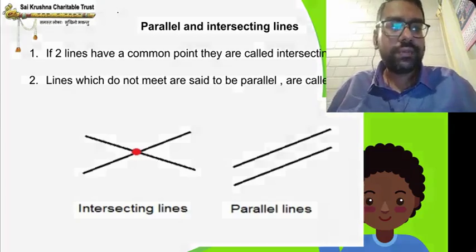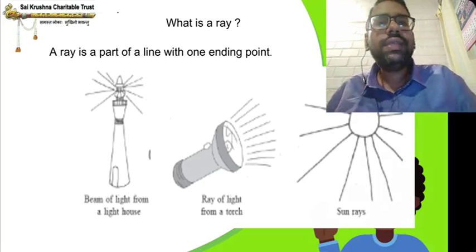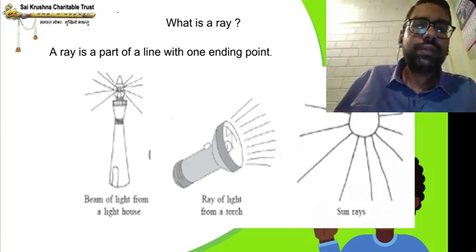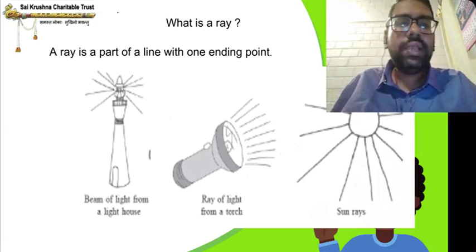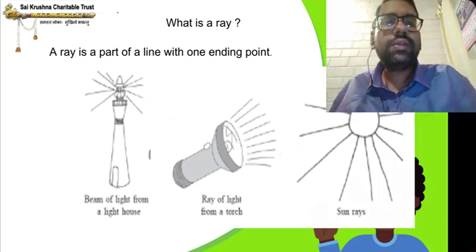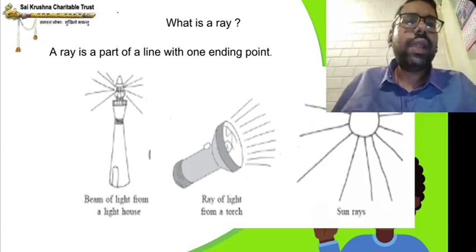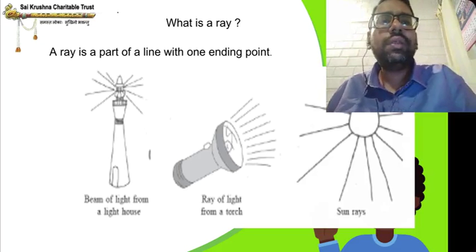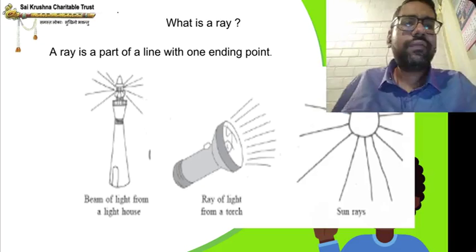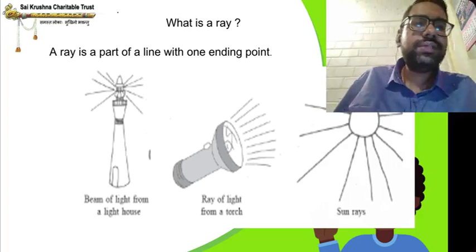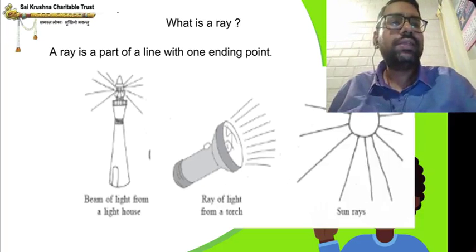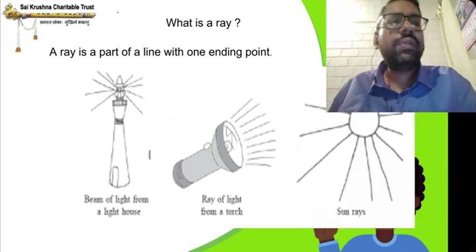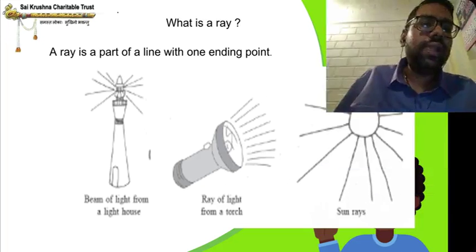Now, what is a ray? A ray is a part of a line with one end point. Examples are given: a beam of light from a lighthouse. Its light starts here and keeps extending in one direction, and it is a part of a line with only one end point. A ray of light from a torch also has only one end point. Sun rays also, the rays coming from the sun towards the earth, have only one starting point.